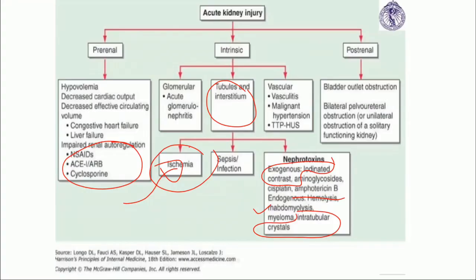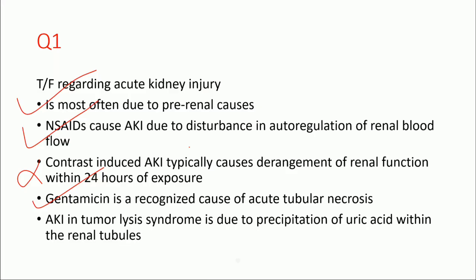So in tumor lysis, what happens is there's massive cell turnover. When you give chemotherapy, the tumor is dying, and that's releasing a lot of urate, right? Because of the high cell turnover. So urate causes crystals and precipitates in the renal tubules that can give rise to AKI.